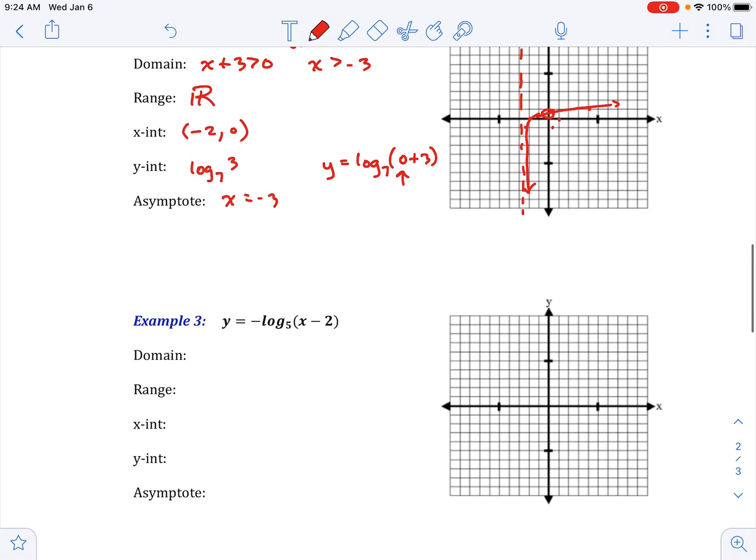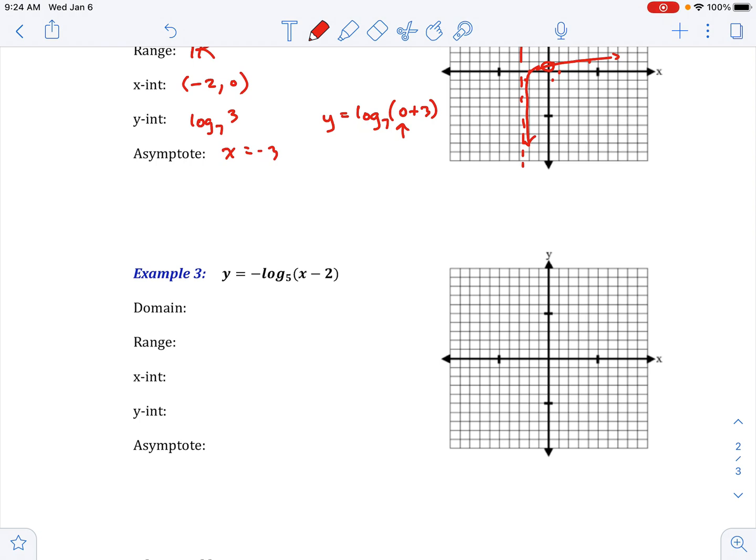All right, last example here. Okay, for example 3, I changed the base on this one.